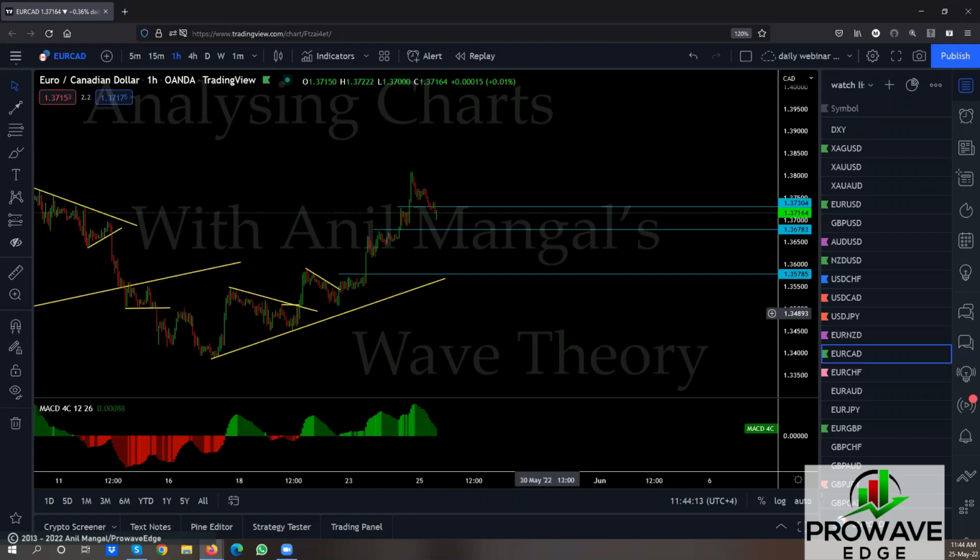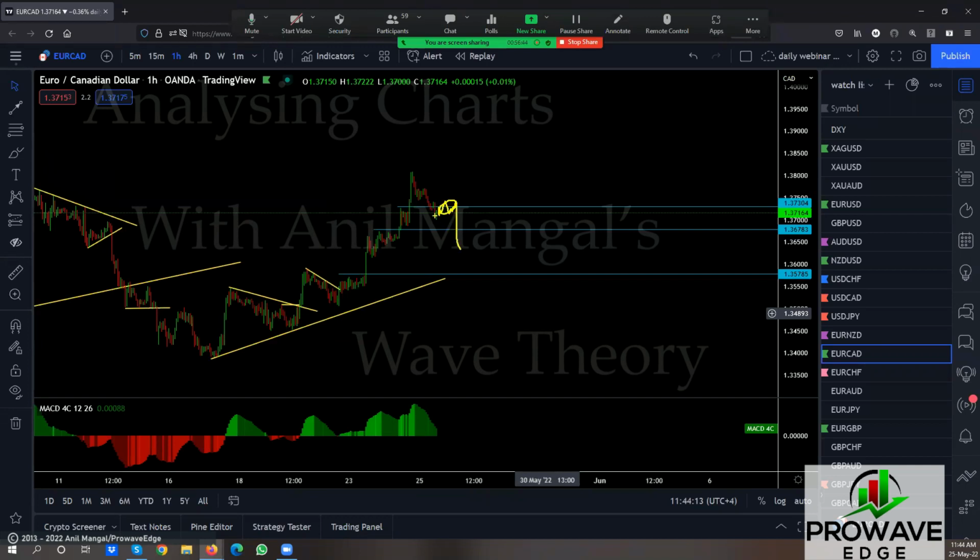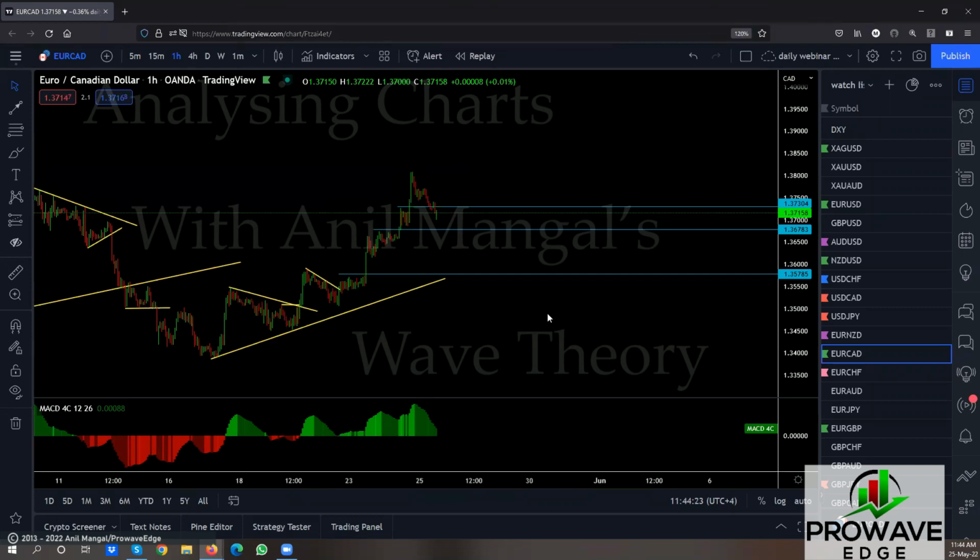I'll probably wait to see what it does. If it makes a bigger flag here, we'll probably sell it. If it goes back up, we'll look for a buy maybe above the top, or if we get a flag before that for the buy, right? So this doesn't have anything right now in it. I'm gonna close this. By the way, Euro New Zealand, I have to take off. We're not doing anything in that.